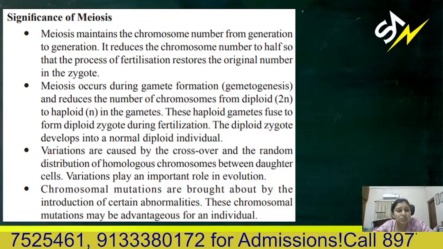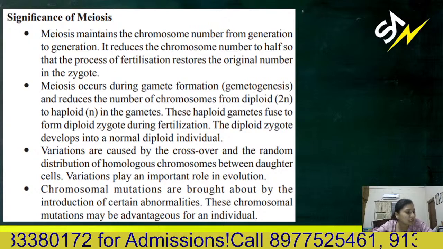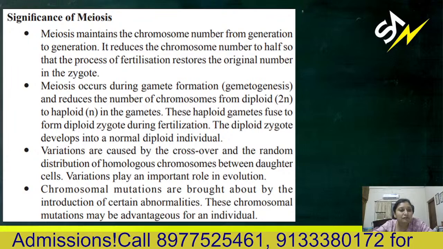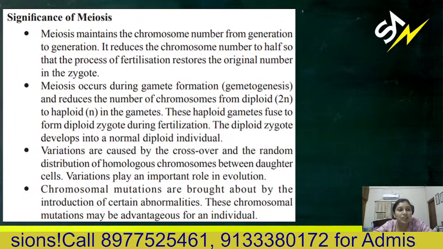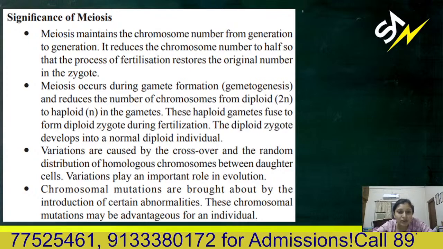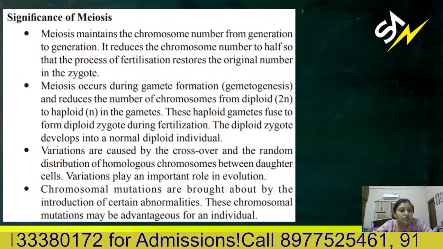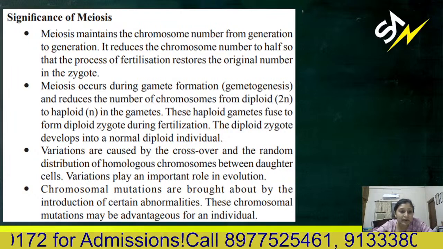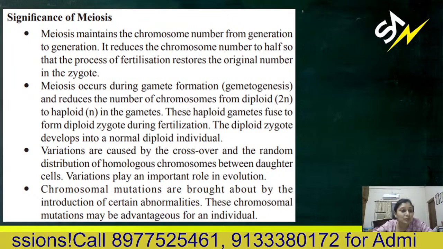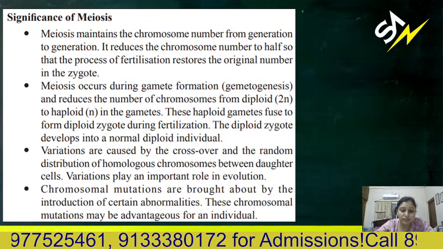Variations are caused by crossing over and the random distribution of the homologous chromosomes between daughter cells. Sexual reproduction is important for variation because sexual reproduction involves meiosis, not mitosis. So it plays a very important role in evolution. Chromosomal mutations are brought about by certain abnormalities, and these chromosomal mutations may be advantageous for the individual. So these are the significance.